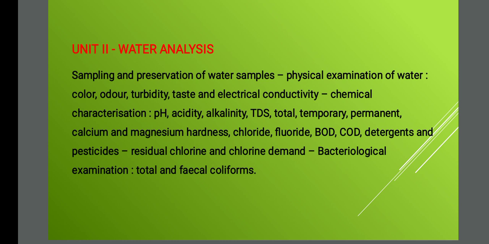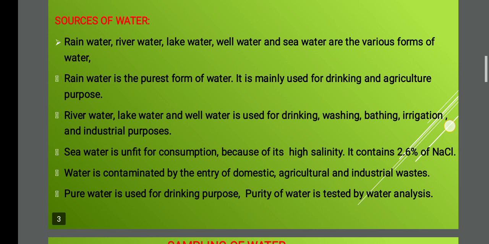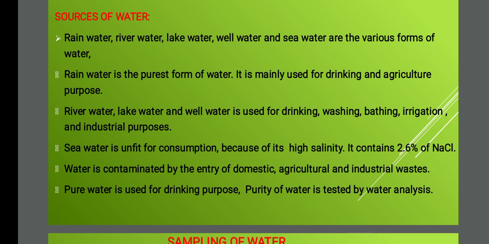Today, first we can see what are the sources of water. All of you know what the word source means. Source is nothing but from where we get water. All of us know. எங்கேருந்துலாம் நமக்கு தண்ணி கிடைக்கும்? We get water from rain, from river, from lake, from well and from sea. These are the various sources of water. Mainly rainwater, river water, lake water, well water, sea water are said to be the sources of water.